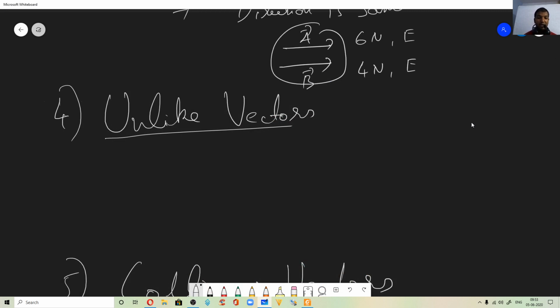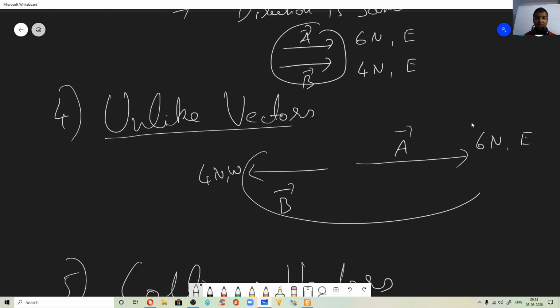Coming to unlike vectors, these are the vectors which are in opposite direction. So you can say vector A is some 6 Newton east. Now if you see some vector B which is some 4 Newton towards west, then these two can be considered as unlike vectors. If they are in opposite direction, then we'll call them unlike vectors. Like vectors means same direction, unlike vectors means opposite direction, simple.